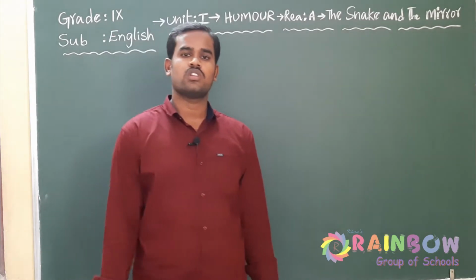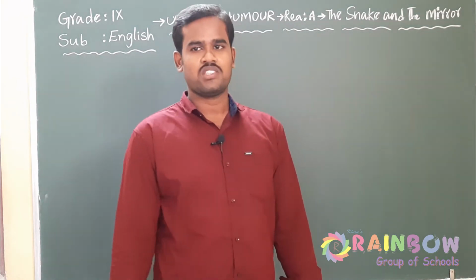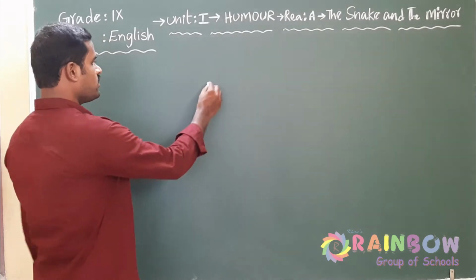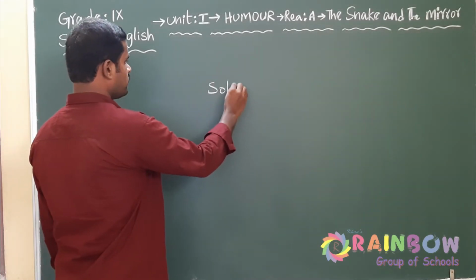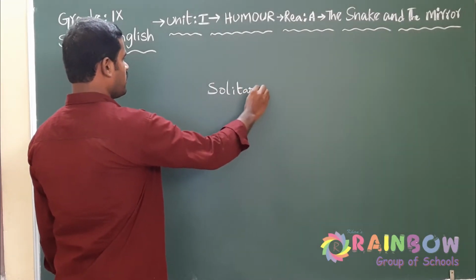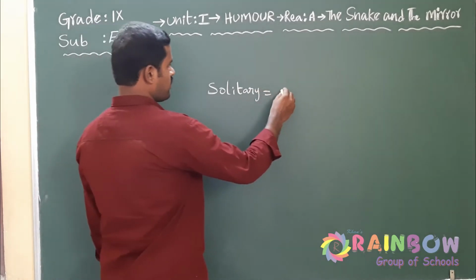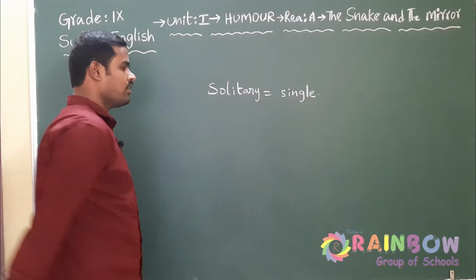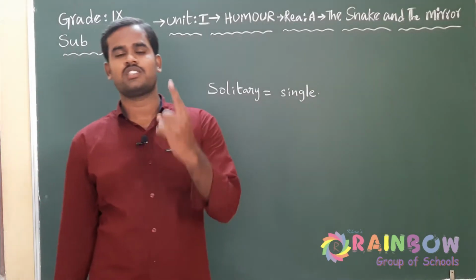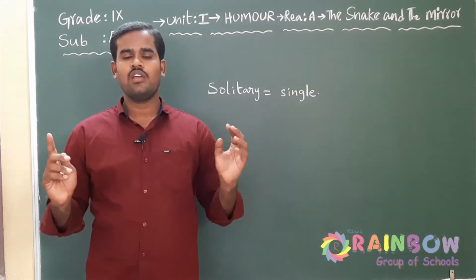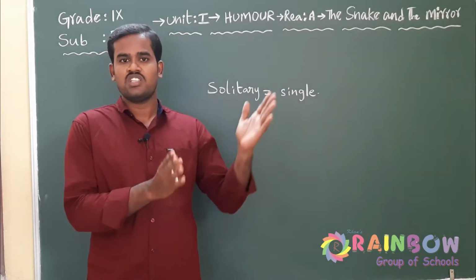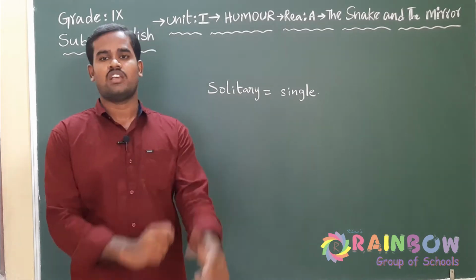Let us move on to the third one. According to the passage, which word means single? So the word solitary means single. I am writing the word here. I already told the meaning of this word in the first part of the video while explaining the lesson. So solitary means a single. He had only one black coat and he was wearing that black coat when this story happened in his life.